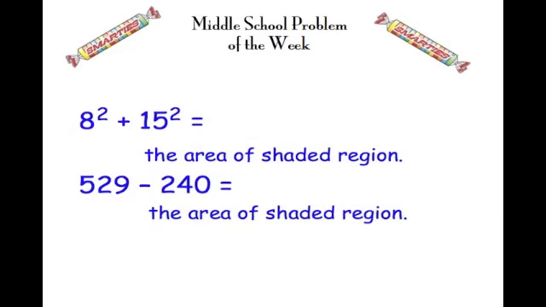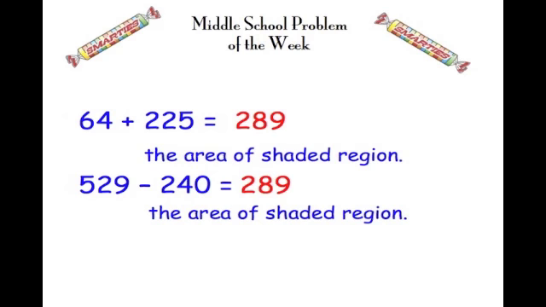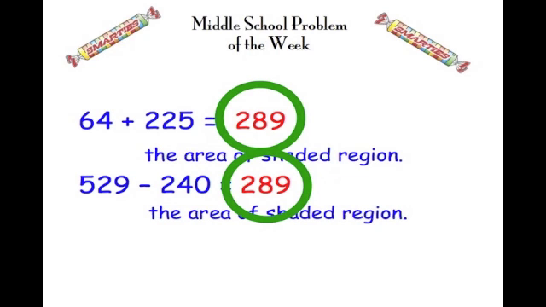And to summarize, in our first method, it was 8 squared plus 15 squared is the shaded region. In our other 2 methods, we ended up with 529 minus 240 is the shaded region. We show the work, do the math, 289, the answer to this week's problem of the week.